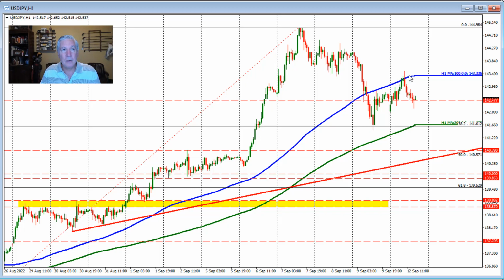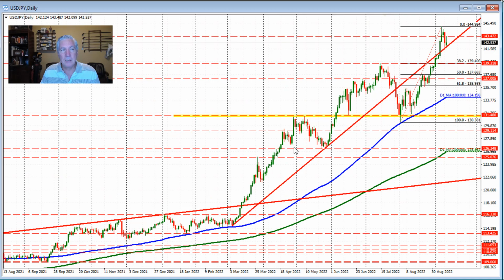So failed break up here above the 100-hour moving average has sent the price down over the last 6, 7 or so hours in the European end of Asian, early European session. So we remain in between the 100 and 200 hour moving averages here, and that is ultimately going to be the deciding vote, I guess, for the more bullish or more bearish scenario here for the dollar versus yen. Remember, the sellers have to prove themselves.